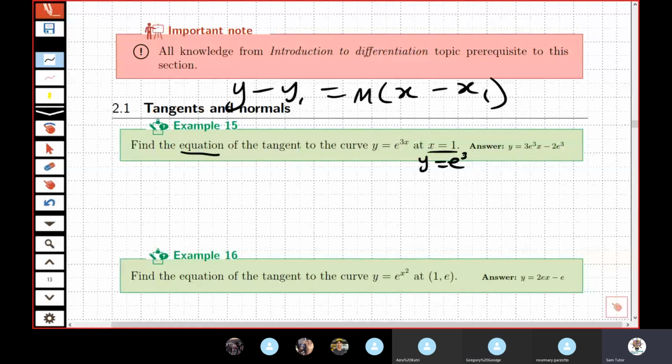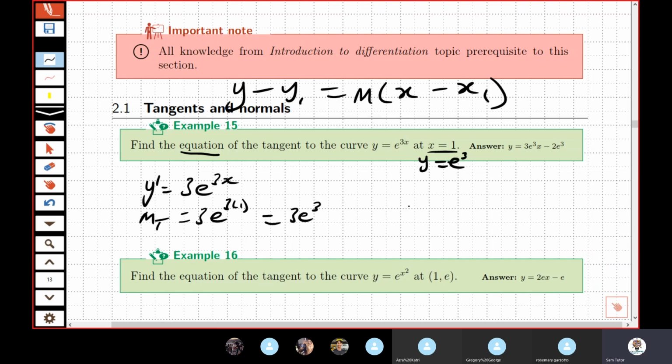Now, this is a decimal. We don't want to use decimals now because it's just going to make a big mess. So keep them in exact form. And then, of course, how do we find m? We differentiate the original equation. So it becomes what? x equals 1. Sub in x equals 1, becomes your gradient 3e cubed.